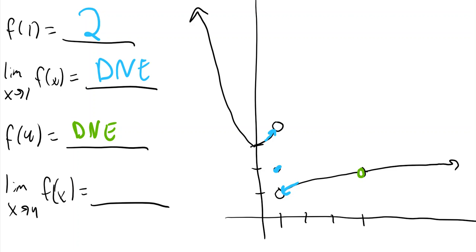But the limit as x approaches 4, from the right, the y values are getting closer to 2, and from the left, the y values are getting closer to 2. So even though the y value doesn't exist at 4, the limit as x approaches 4 can exist, because it doesn't have to be there. It's just what it's going to. It's got to be the same from the right and from the left, but assuming that that's true, then we can get a value there.